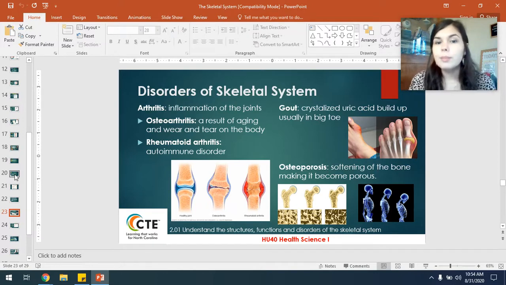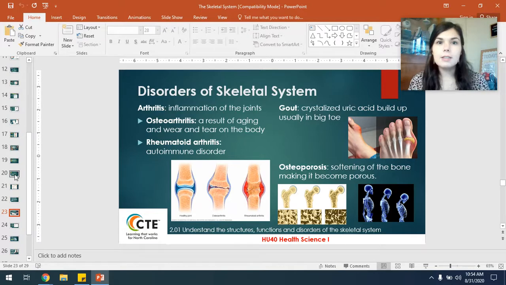Then we have gout. And gout is a crystallized uric acid buildup, which usually occurs most commonly in the big toe. And then osteoporosis is the softening of the bone, making it very porous. And by porous, we mean that it doesn't have as much support. It's becoming softer and less rigid.